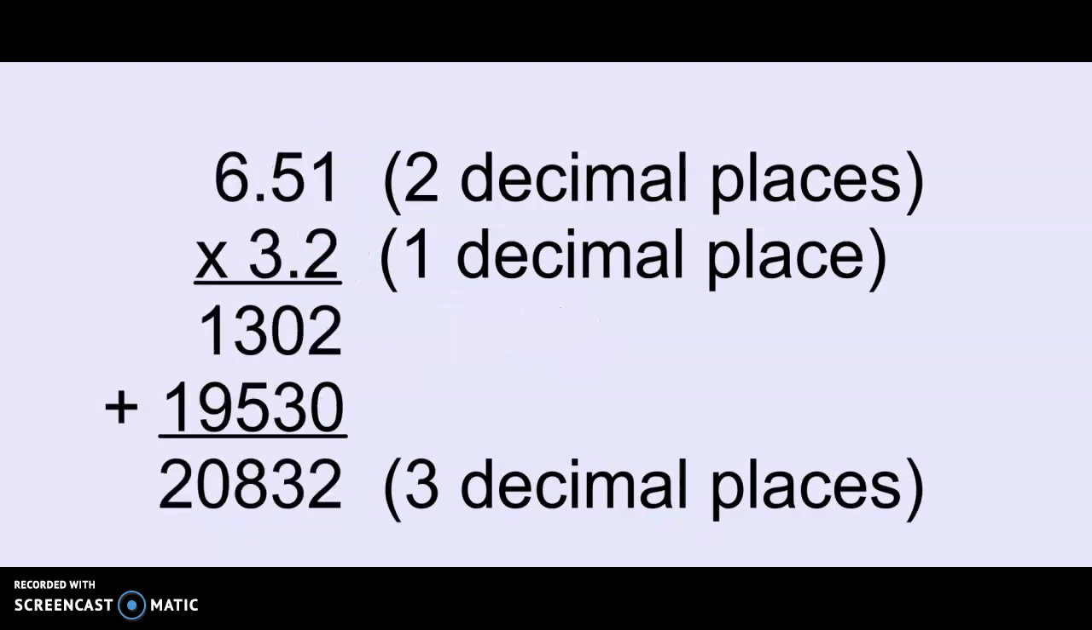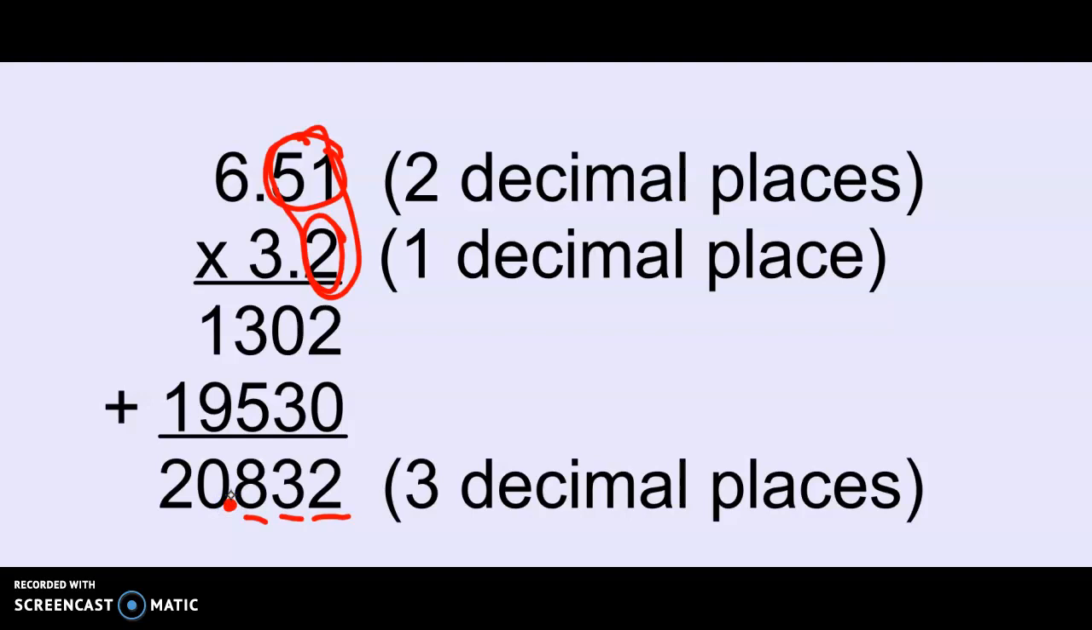So looking at our last one, I've done all the work for you. I ignored the decimal point and I did 651 times 32. I ended up with 20832. The question would be, where does the decimal point go? Well, I have 2 digits after the decimal point in this one, 1 digit after it in this one, so I have a total of 3 digits after the decimal point, so I need 3. 1, 2, 3, and decimal point goes right there. So my answer is 20 and 832,000.